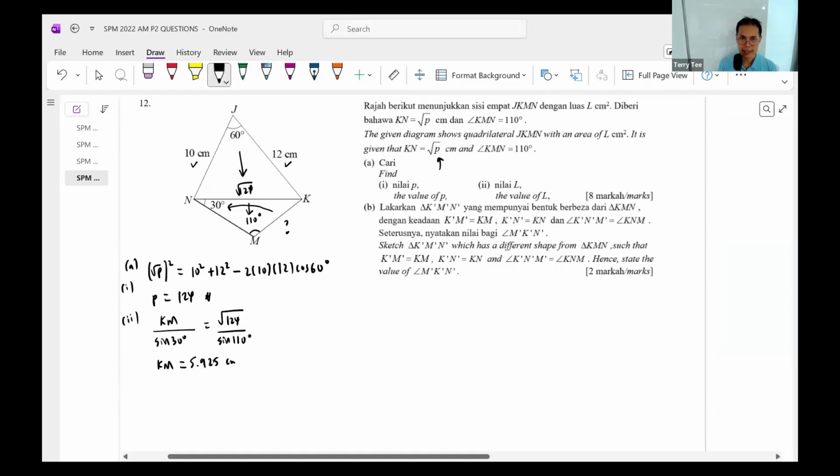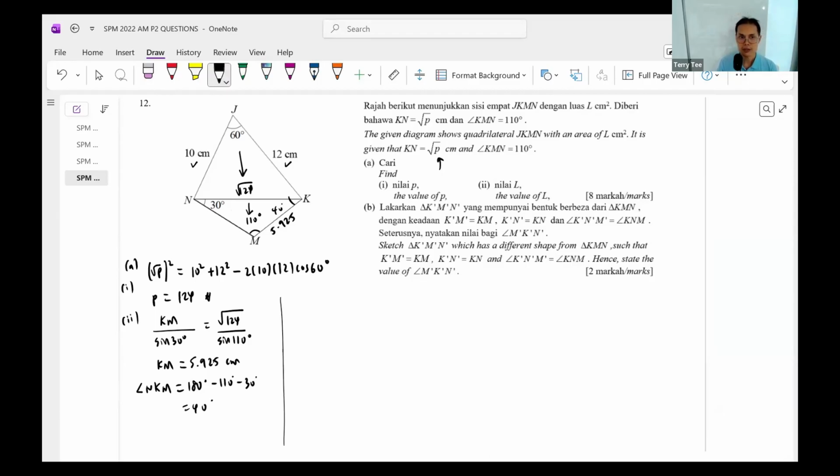Okay, I got my length of KM. It's important that you find this because in order to use half AB sin C, we need the length of two sides. And I need this angle. I need angle NKM, which is 180 minus 110 minus 30. You get 40, right? So this is 40.